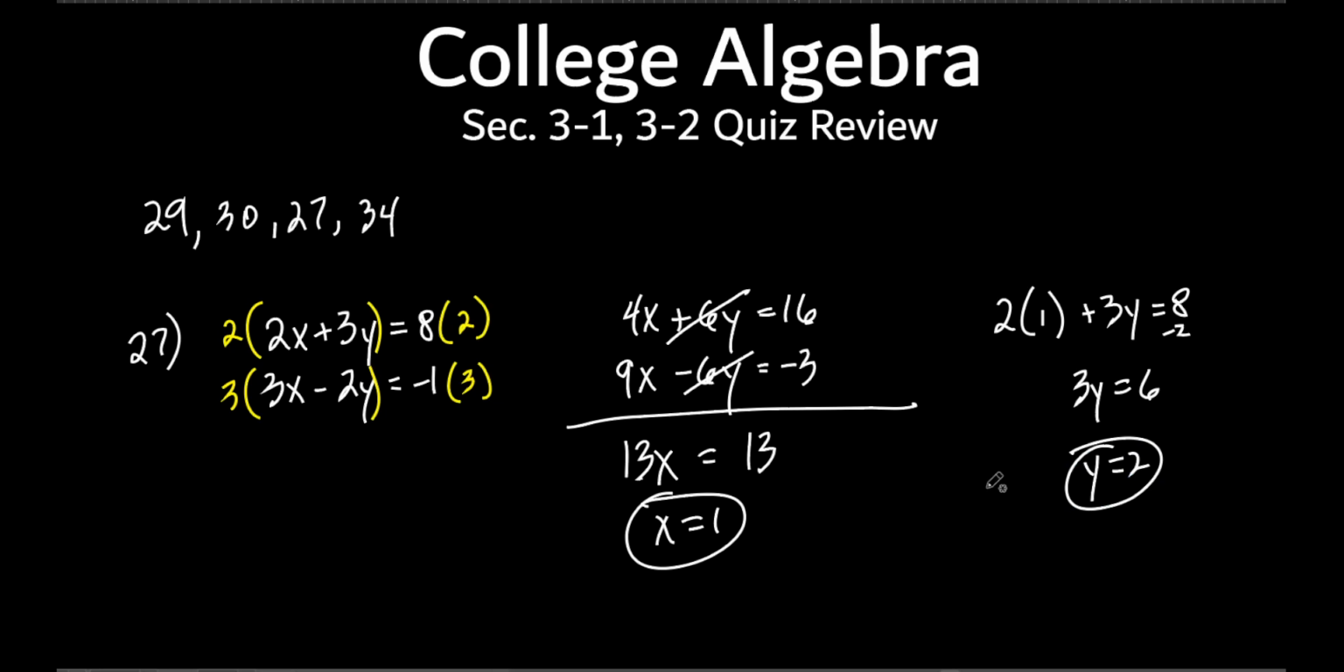But we write it as an ordered pair. I would not mark it wrong if you didn't write it as an ordered pair, but it's good to get into that habit. So it's 1, what? 2. That's it.